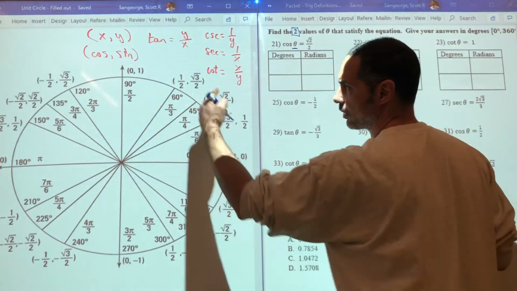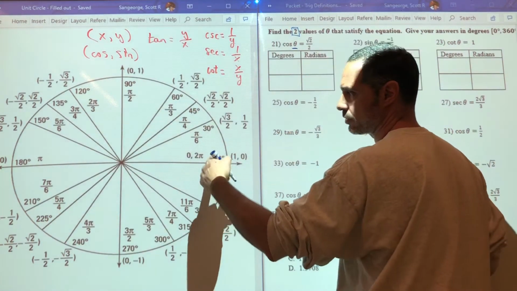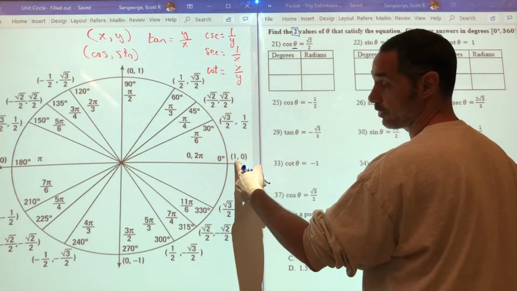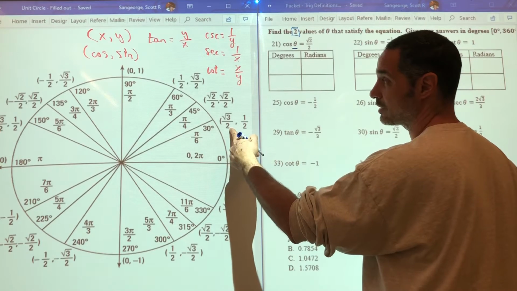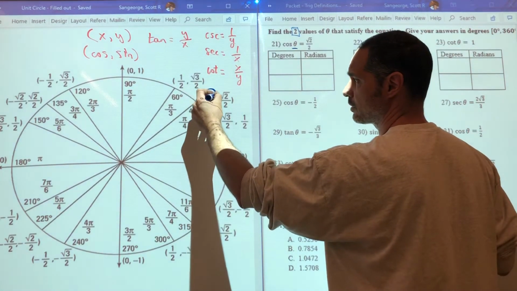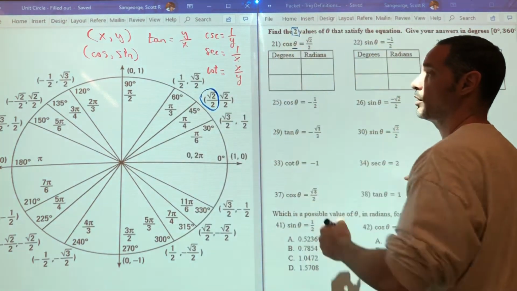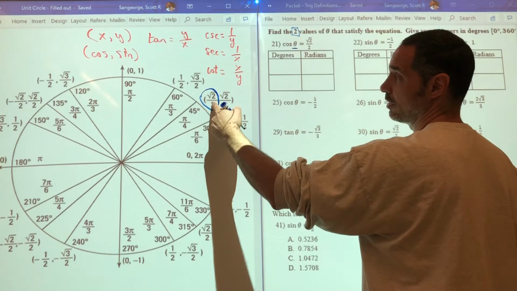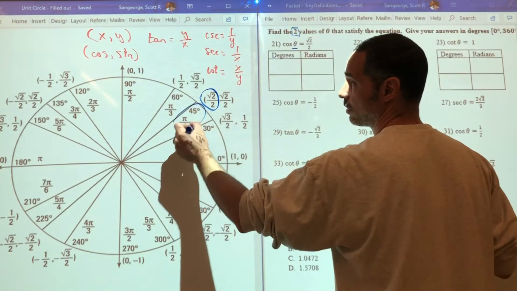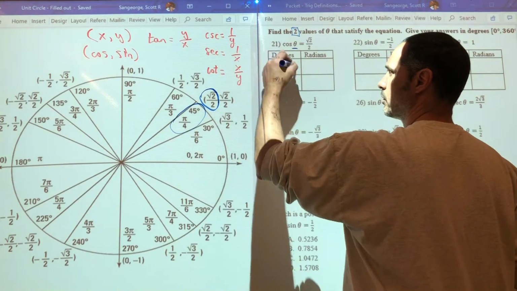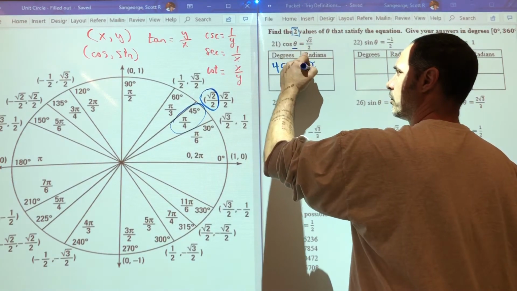I'm going to start here and go in this direction, since this is 0, 30, 45, 60, and so on. This is an x value of 1, that's not it. The square root of 3 over 2, that's not it. And this one is the square root of 2 over 2. So this is exactly what we're looking for. I want to know the angle whose cosine is the square root of 2 over 2. Well, that angle is 45 degrees, which is pi over 4.